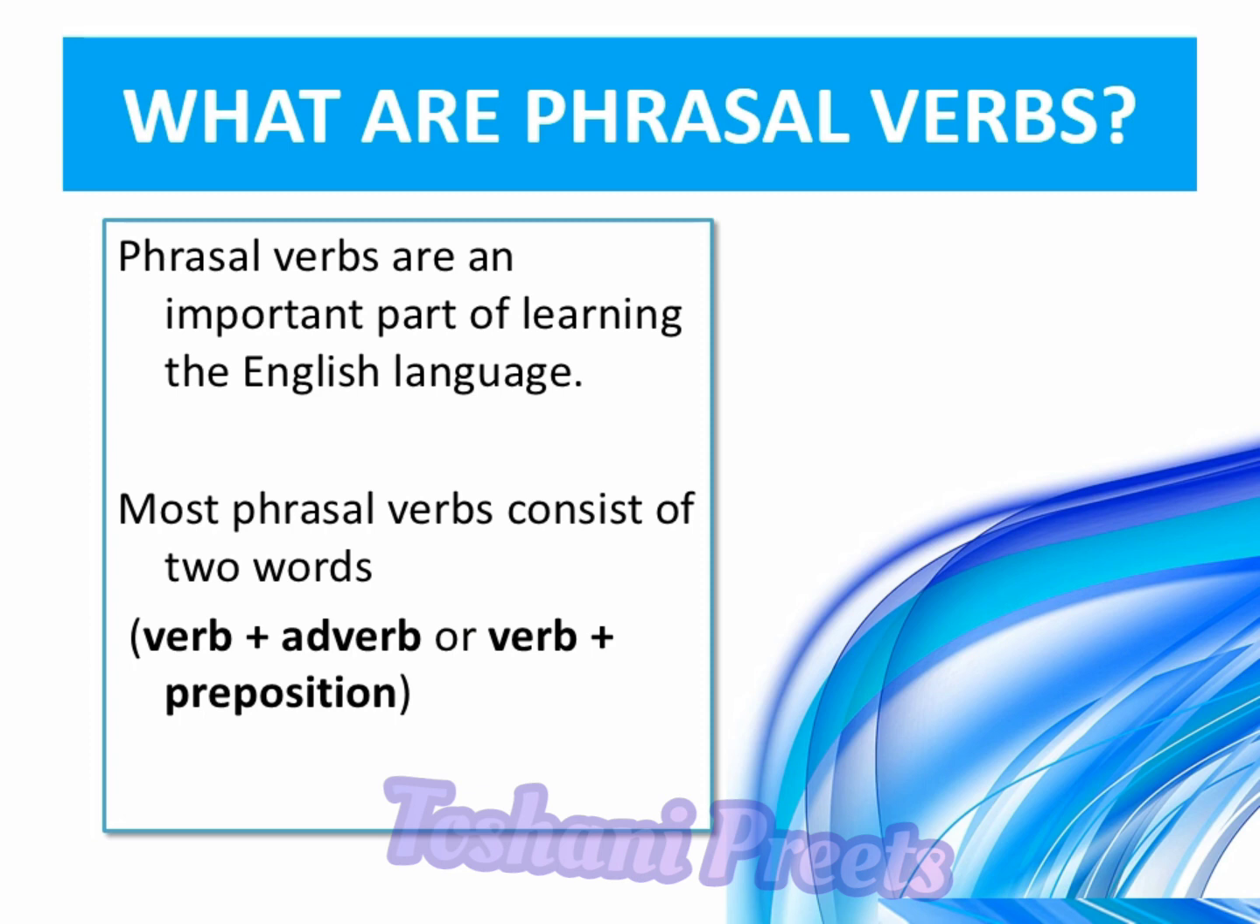Here you can see most phrasal verbs consist of two words, a verb and an adverb, or a verb and a preposition. So a phrasal verb consists of a verb and a preposition or adverb that modifies or changes the meaning. This is what a phrasal verb does.